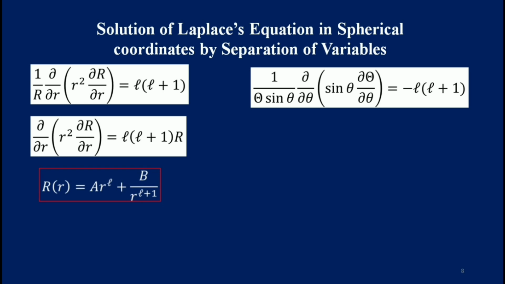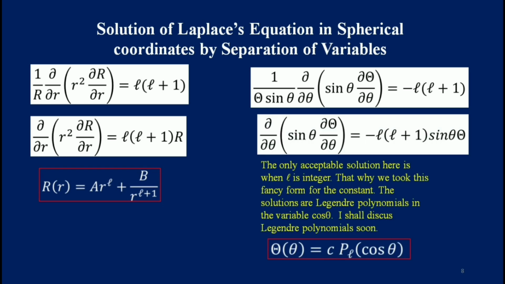Okay, then now this one is 1 upon sin theta, delta upon delta theta of sin theta delta capital Theta upon delta theta, equal to negative L into L plus 1 times capital Theta. So we will shift the capital Theta terms to the right-hand side. The only acceptable solution here is when L is an integer. That is why we took this fancy form for the constant. The solutions are Legendre polynomials in the variable cos theta. I shall discuss Legendre polynomials soon.